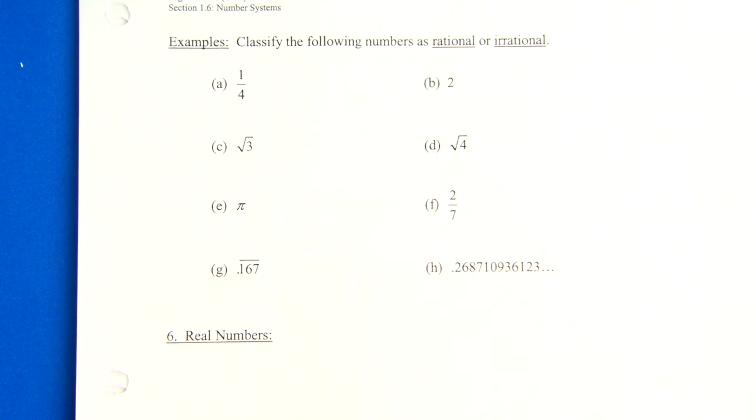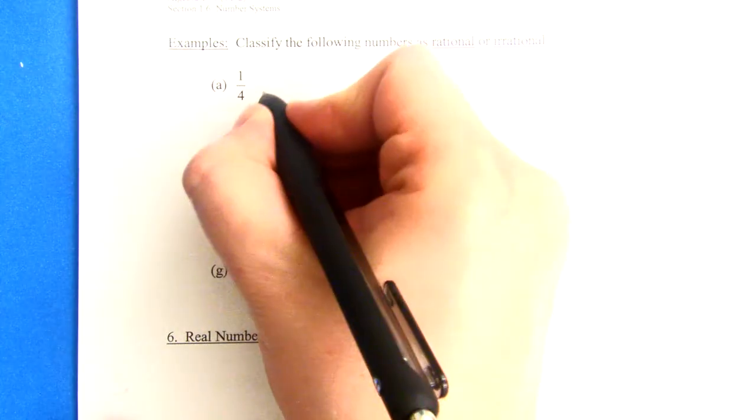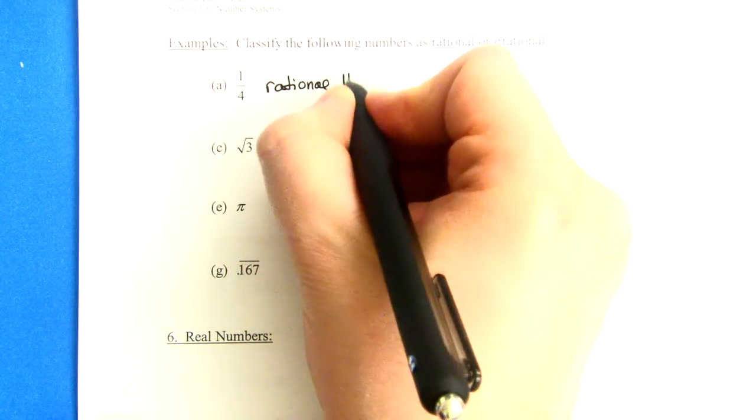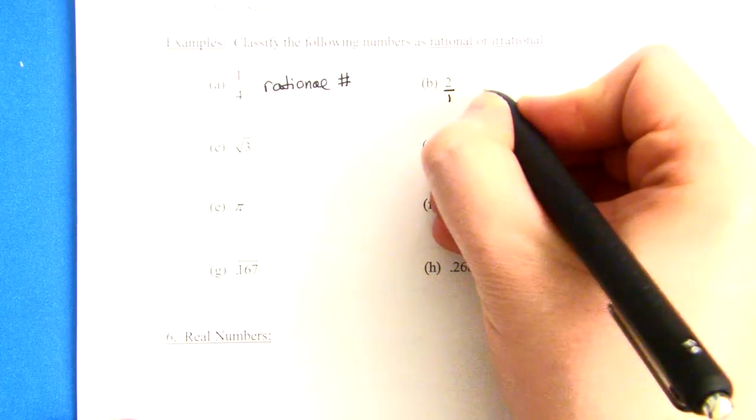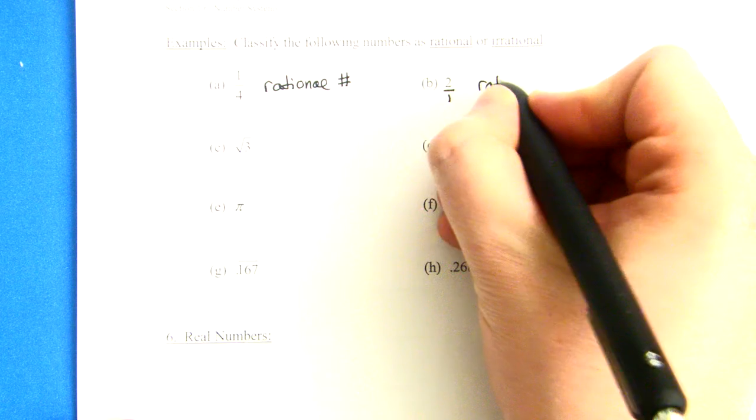Well, could letter A be written as a fraction? Sure it could. It's already a fraction. It's just 1/4. That means it is a rational number. How about letter B? 2. Is 2 rational or irrational? I could definitely write this as a fraction. I could just put it over 1. That makes it a rational number.